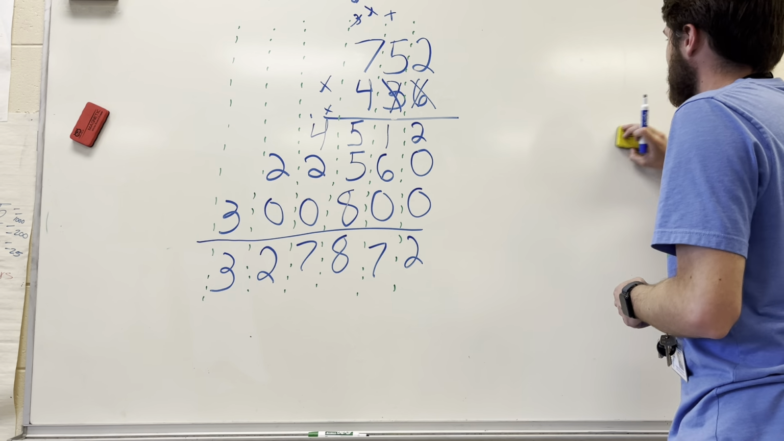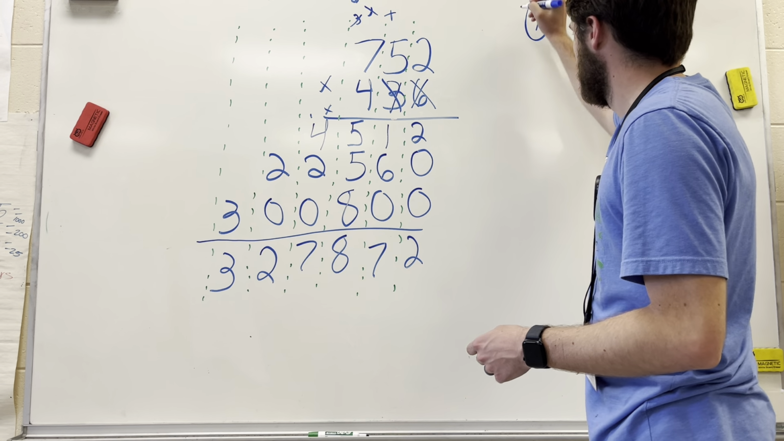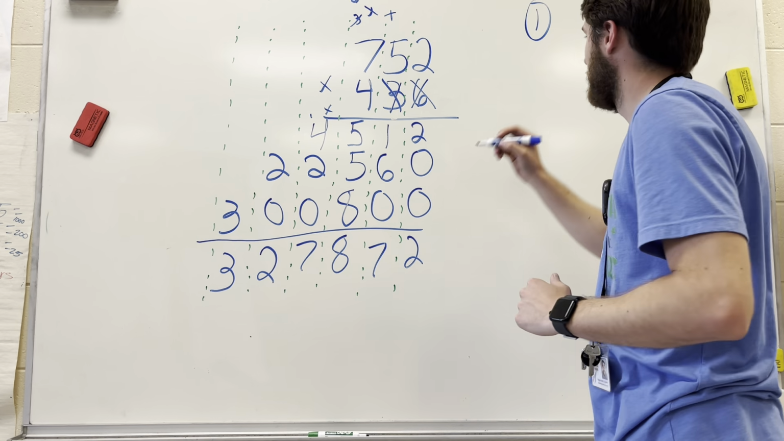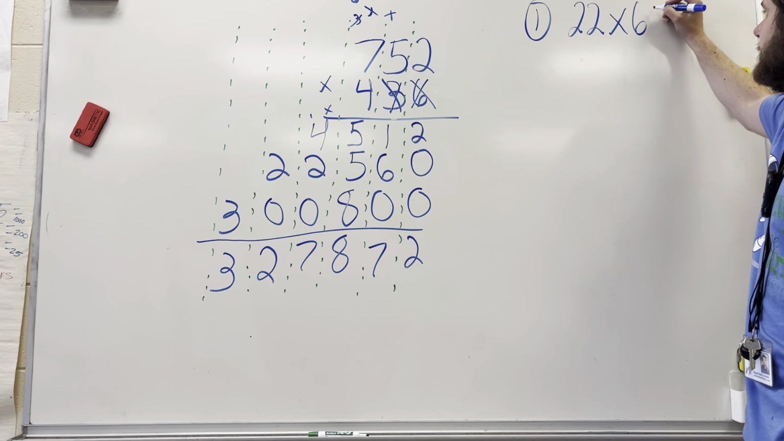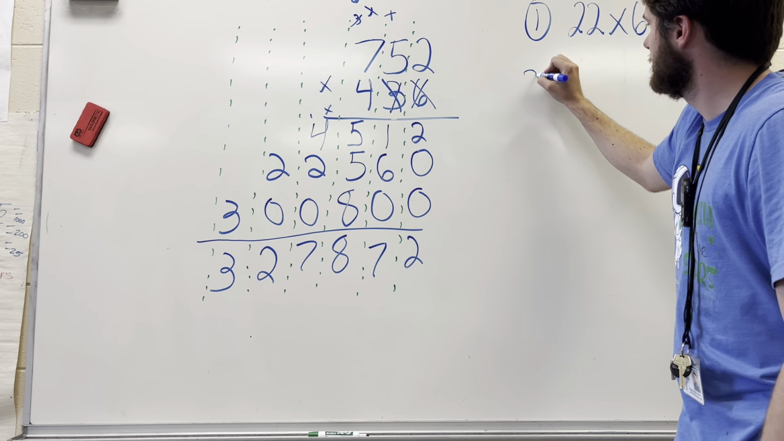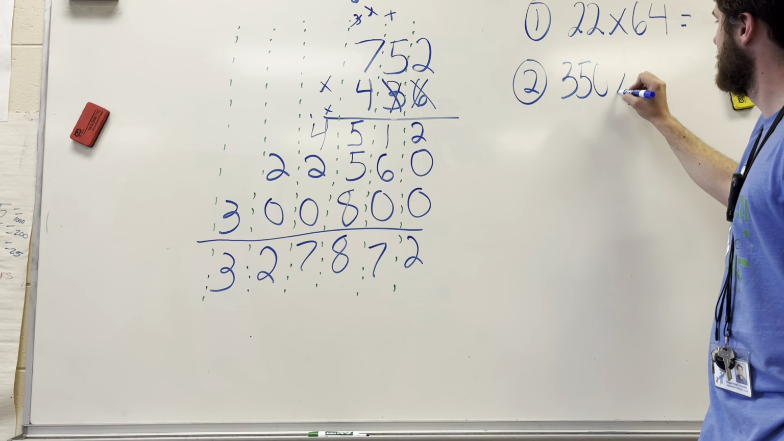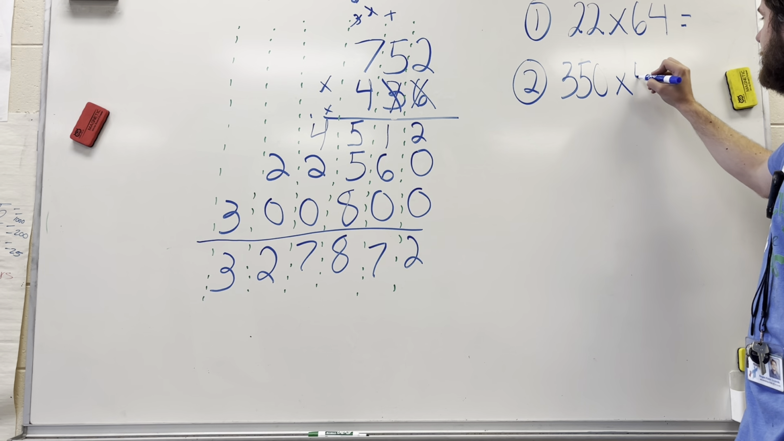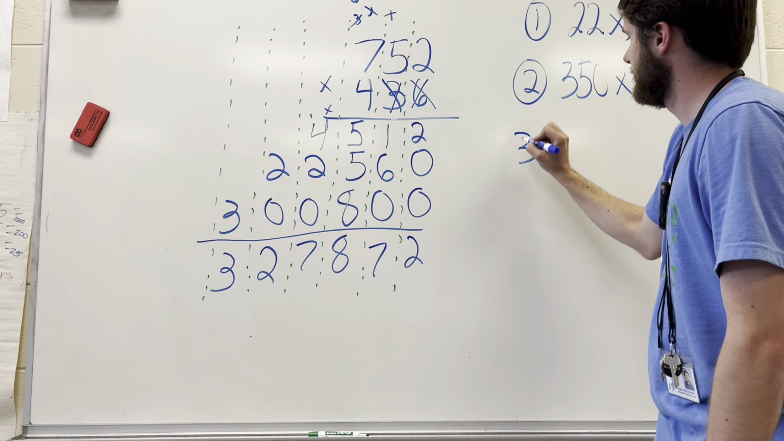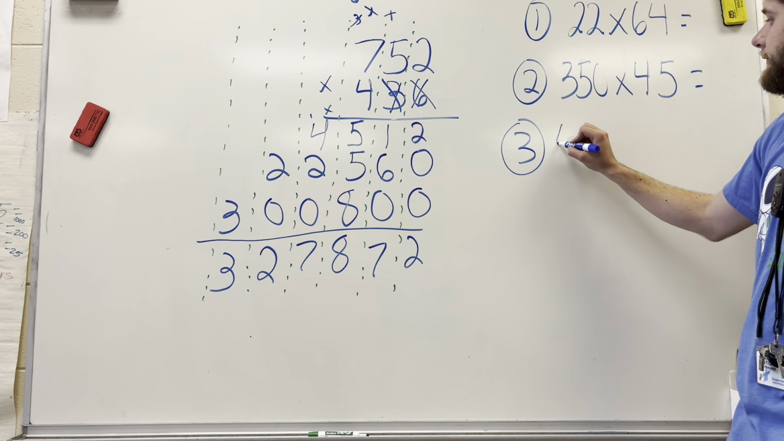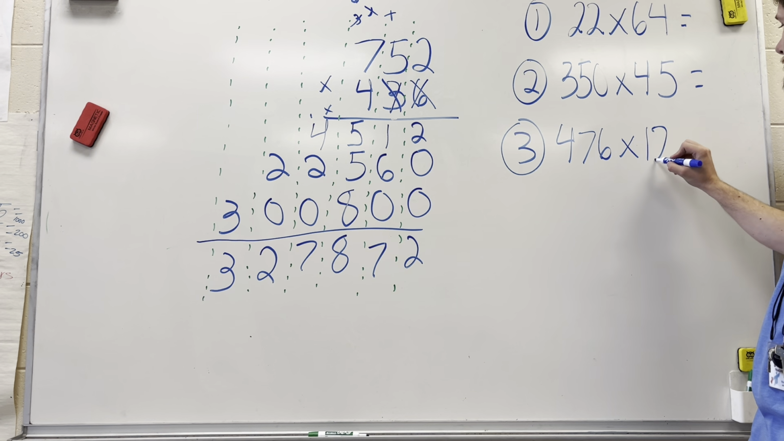Okay, so here's some practice problems. I told you that if you brought these back to me, I'll give you a reward. So here's your first one. We'll kind of start off easy and then work our way up. So we'll do 22 times 64. 350 times 45. Let's do 476 times 123.